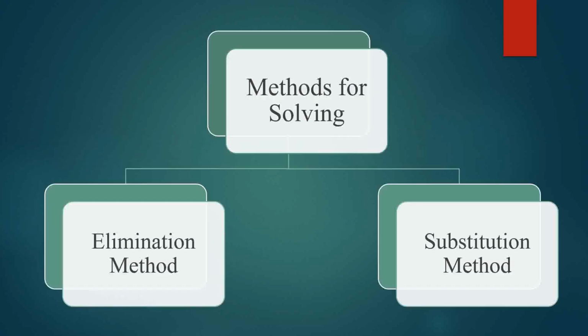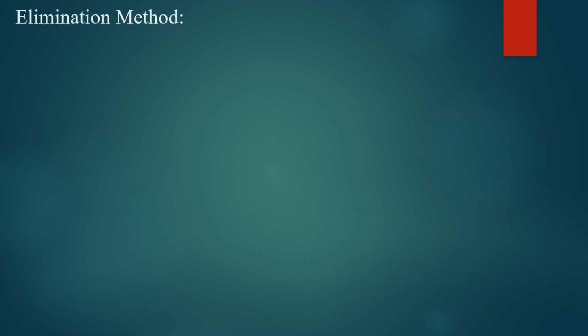There are two methods of solving this kind of equations, and they are the elimination method and the substitution method. We'll start with the elimination method. In this method, we multiply or divide one equation by a certain number and then subtract it or add it to the other equation so that one of the variables gets eliminated and we get an equation in one variable. Like here, we have x plus 5y, and we can see the coefficient of x in the first equation is 1 and that in the second equation is 8.